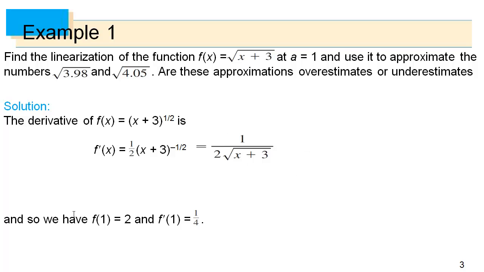And now, if we look at the original function evaluated at 1, which we already talked about, that's 2. And then the derivative of the function evaluated at 1, you put a 1 in here, and you get the square root of 4 again, which is 2, and you get 1 over 2 times 2, there's your 1/4.